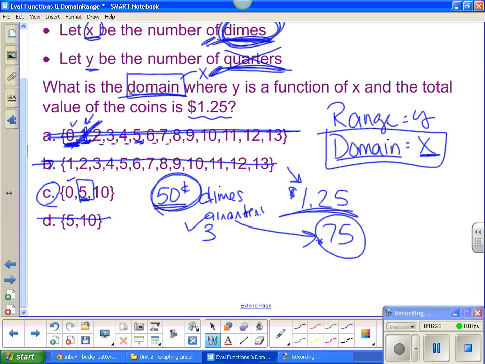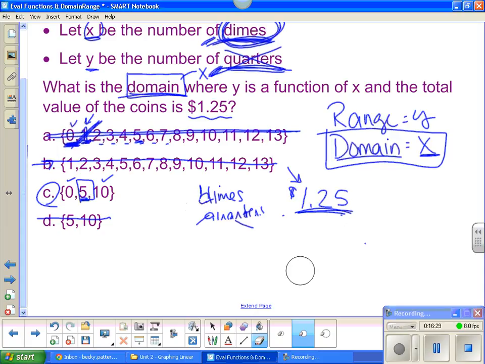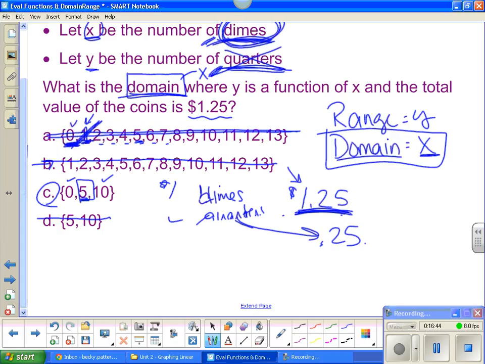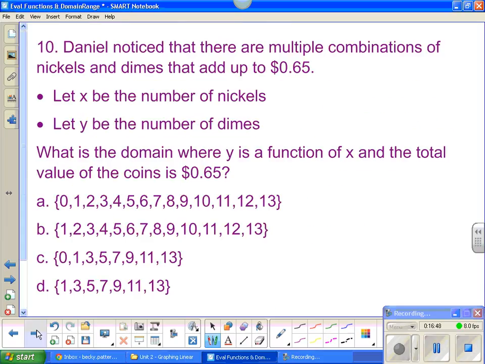All right, just for kicks, let's try the 10. If I have 10 dimes, how much money do I have? I have $1. Okay, if $1 of this is all dimes, how much is left? 25 cents. Can I hit 25 cents with only quarters? And the answer is yes, and that's why it can be 10 also. All right, let's try another one.